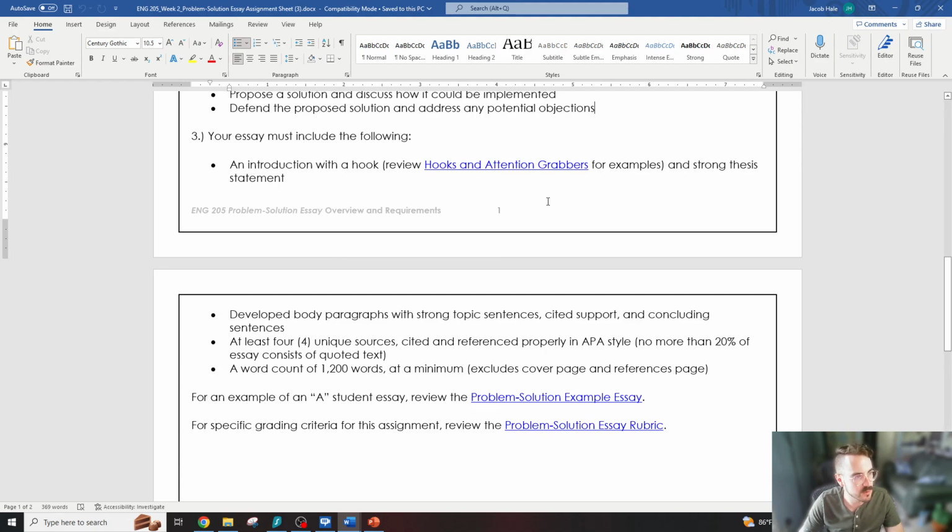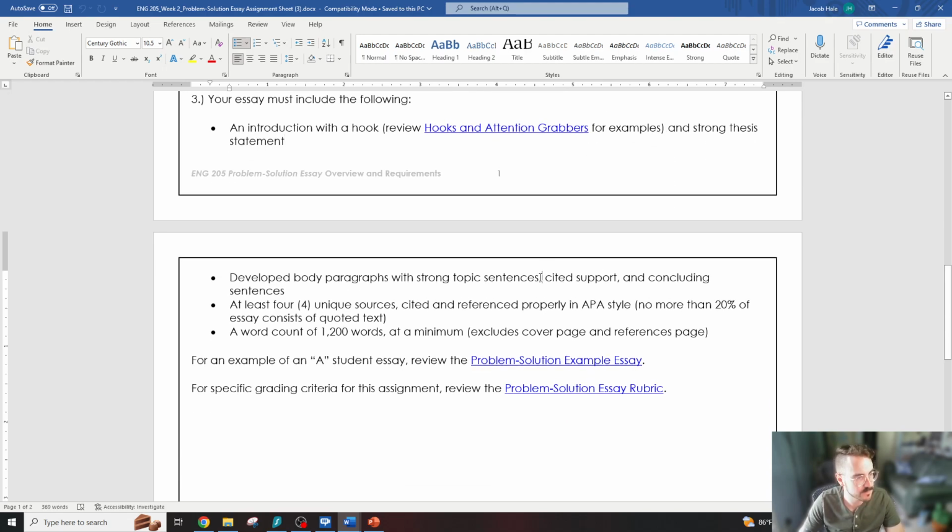Your essay must also include the following. You need to have an introduction with a hook, something that gets the reader's attention, makes them want to read more, as well as a strong thesis statement. You should have well-developed body paragraphs that have topic sentences that cite support and also use concluding sentences. Your paper needs to have at least 4 sources that are correctly cited in APA style. And no more than 20% of your paper should be quoted text.